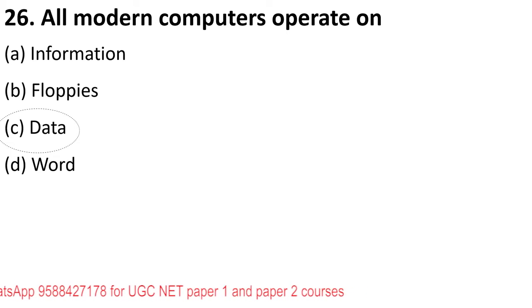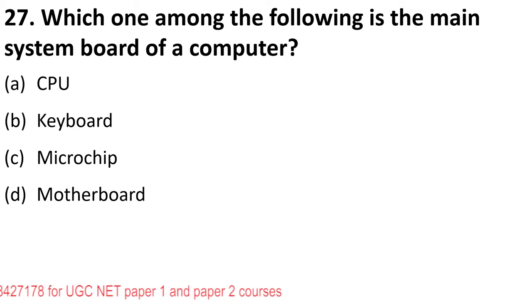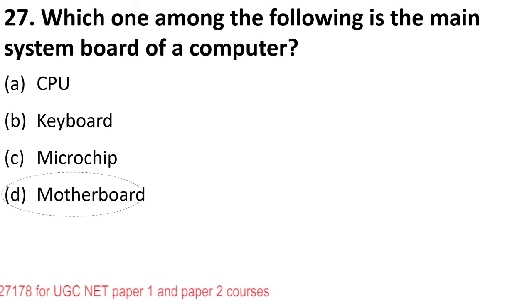So that is also the task of all modern computers. Which one among the following is the main system board of a computer? CPU, keyboard, microchip, or motherboard? So motherboard is the right answer to this question.